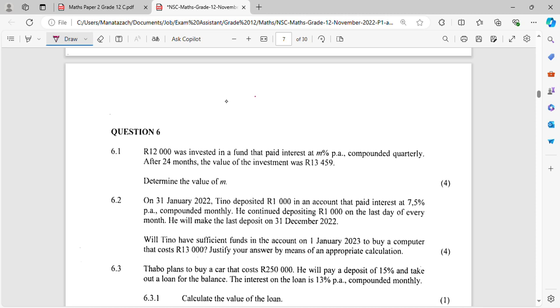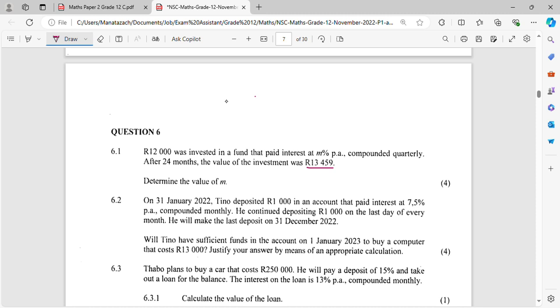6.1 says 12,000 was invested in a fund that paid interest at a rate of M% per annum compounded quarterly. After 24 months, the value of the investment was 13,000. So determine the value of M. So this should be a simple calculation.